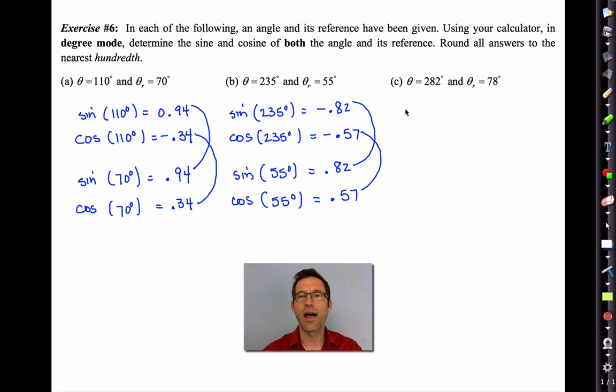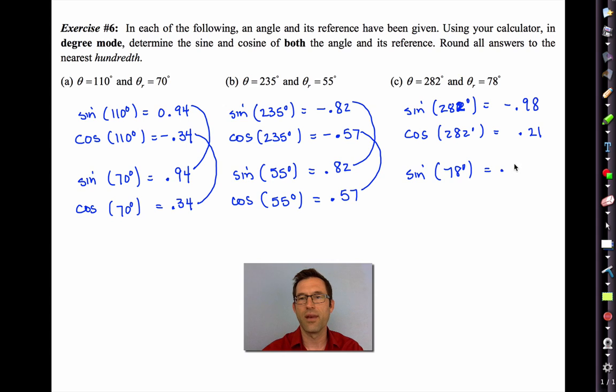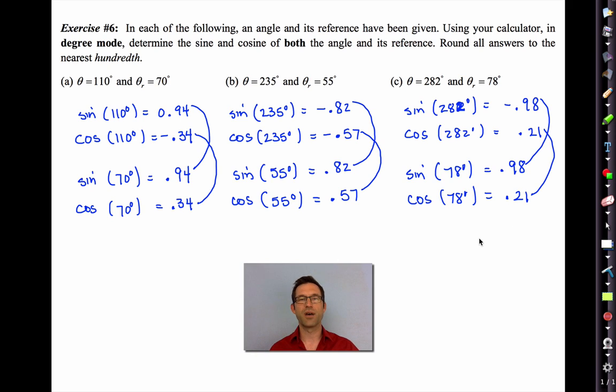And it also plays out in this last angle. The sine of 282 degrees, that should be a 2, whatever. The sine of 282 degrees is negative 0.98, very close to negative 1. The cosine of 282 degrees is 0.21. Likewise, the sine of 78 degrees, its reference angle, is 0.98. And the cosine of its reference angle, 78 degrees, is 0.21. Again, notice, same thing, but possibly with a different sign.